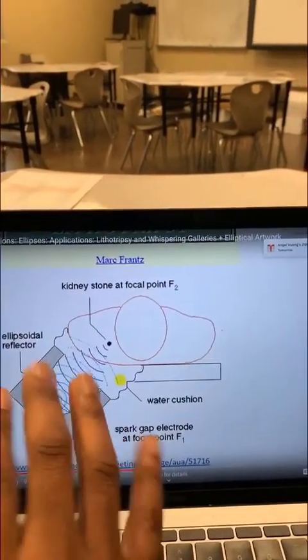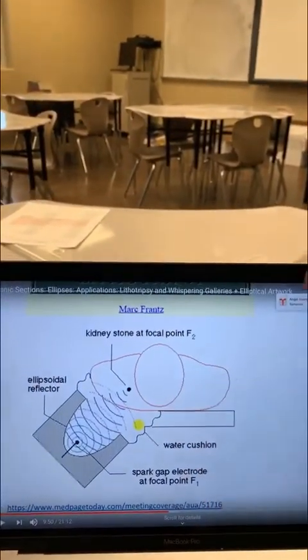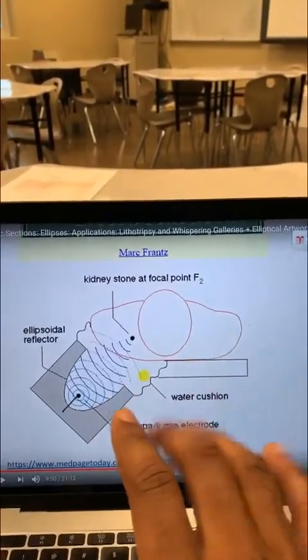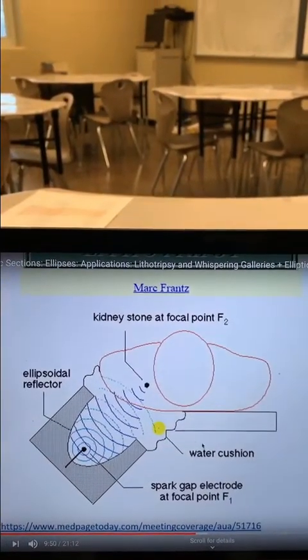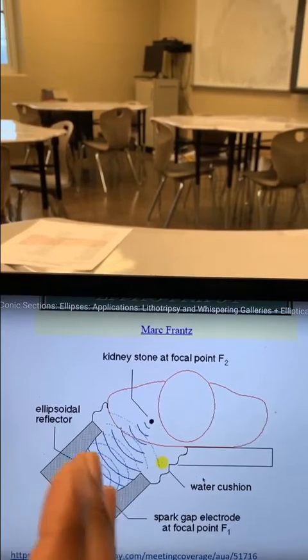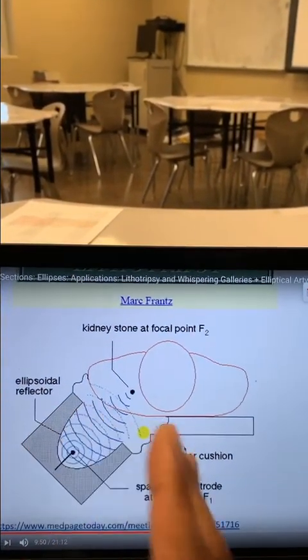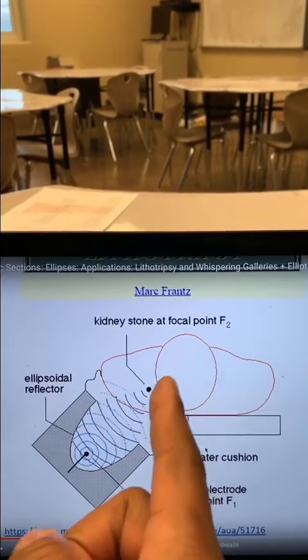What happens is the sound goes and it spreads all over the place and it bounces off of walls. It does all this weird stuff, right? But when you use an ellipse, you can really control that. So it's almost like taking light that spreads out in all directions and turning it into a laser. You get what I mean?